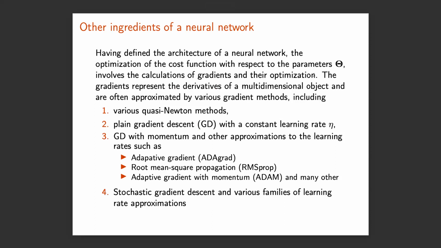So when you have defined the architecture, which is your model, then comes the optimization of the cost function with respect to the parameters. So we take the derivatives of this function, the cost function, or the loss function, and we want actually to find the roots of the derivatives of the cost function. And there are tons of ways of dealing with that. So if you have a few data, you can use Newton-Raphson or quasi-Newton methods, which are often very efficient and very precise.